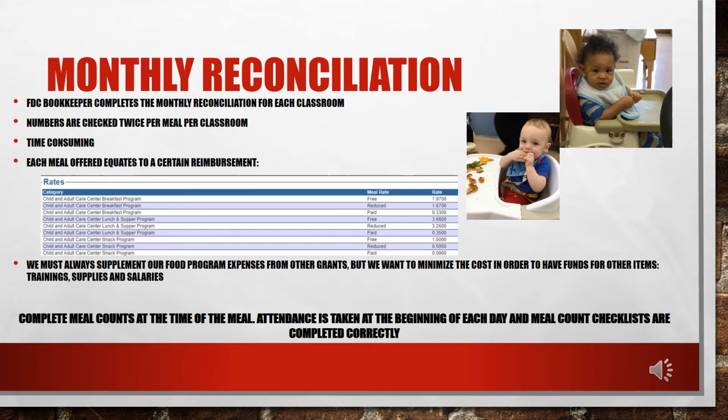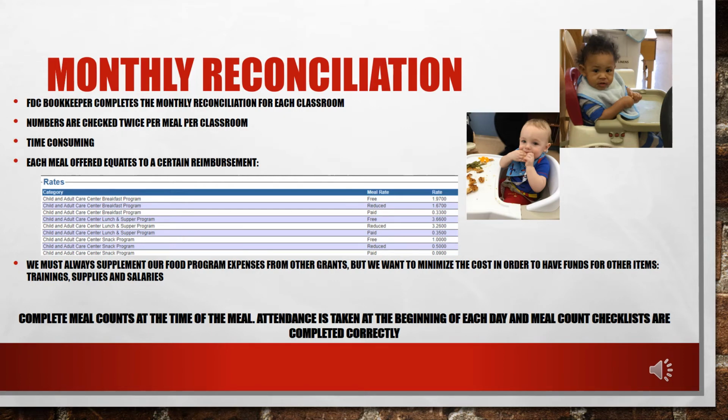One of the most important portions of the CACFP is the reconciliation, completed by our bookkeeper. Each month she receives your meal counts and attendance. She must check both child tallies and daily tallies. This is extremely time consuming, and therefore we want to minimize any errors.